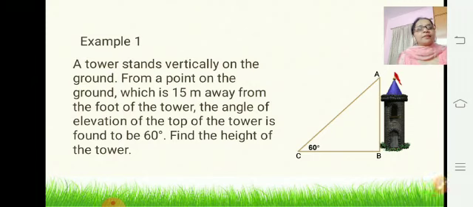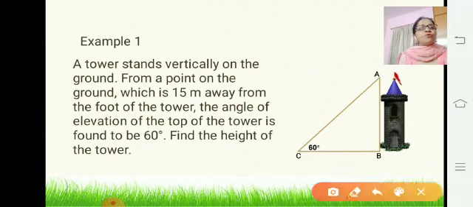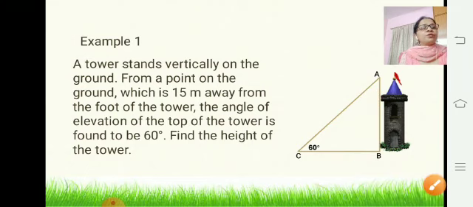A tower stands vertically on the ground. From a point on the ground which is 15 meters away from the foot of the tower, the angle of elevation of the top of the tower is found to be 60 degrees. Find the height of the tower. So, AB is the height of the tower and BC is the distance from the tower. Now, let us see how we solve this.